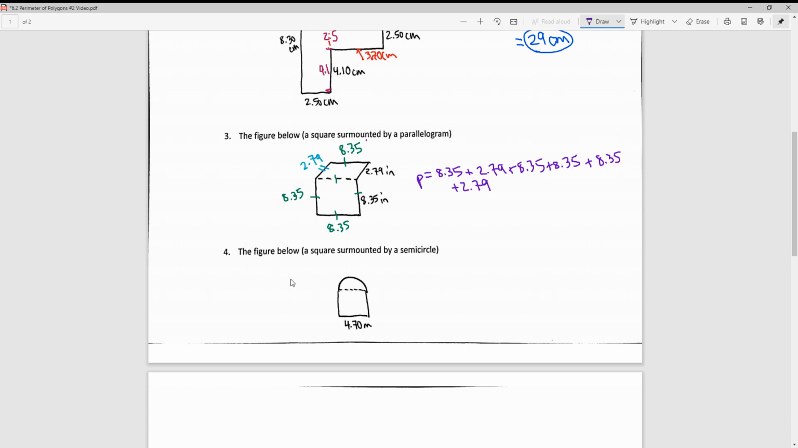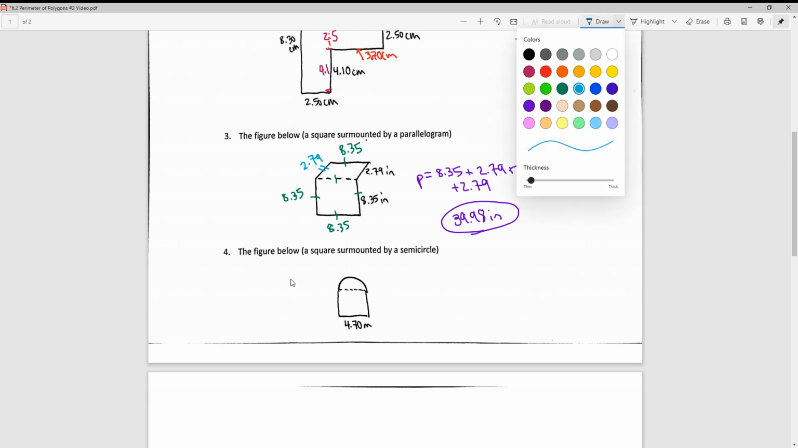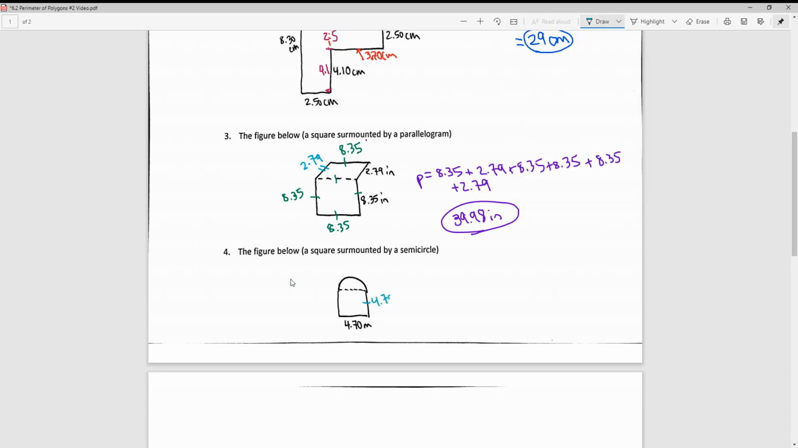When I add all of those together, I get 39.98 inches. The next one is sort of similar. It is a square surmounted by a semicircle. So again, we know the square, that all the side lengths are the same. So this is 4.70 and this is 4.70 as well. And this dashed line here is 4.70.